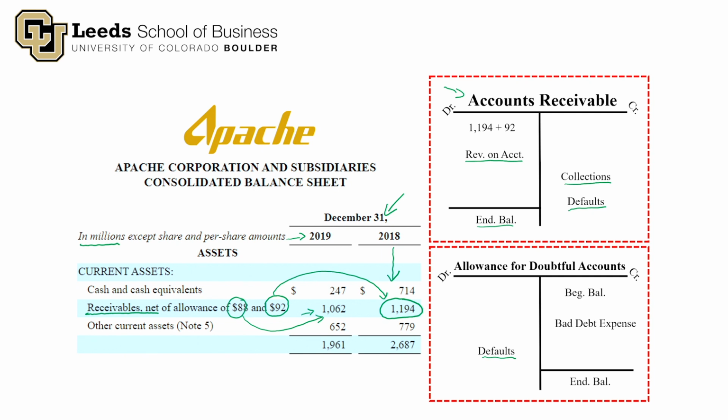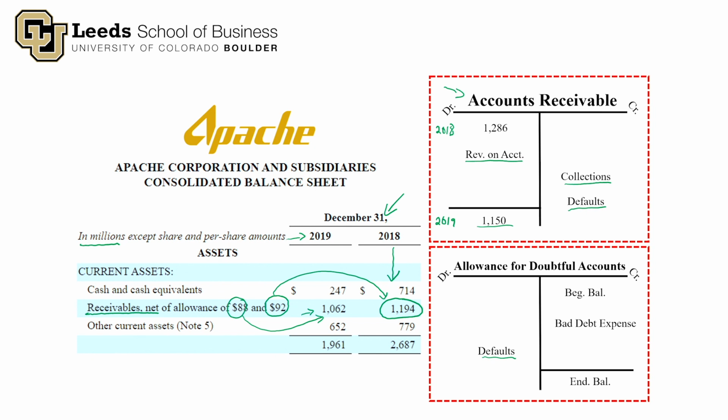And so for 2018, the beginning balance is 1194 plus 92. That's gross accounts receivable. The ending balance is 2019, and that's going to be the 1062 plus the 88. Okay, and so we'll just convert both of those to numbers.